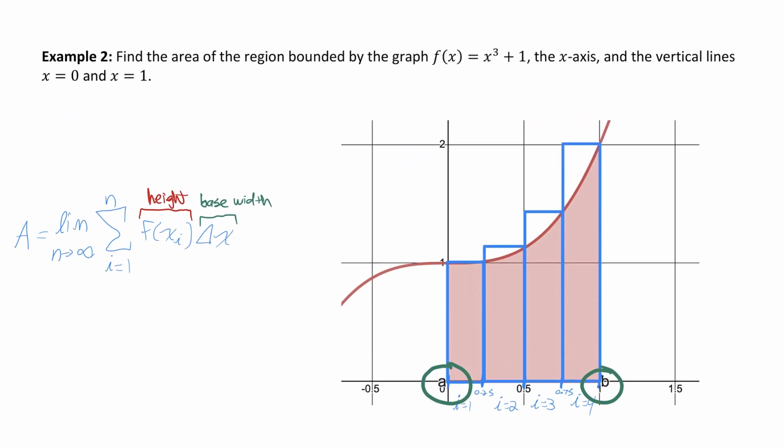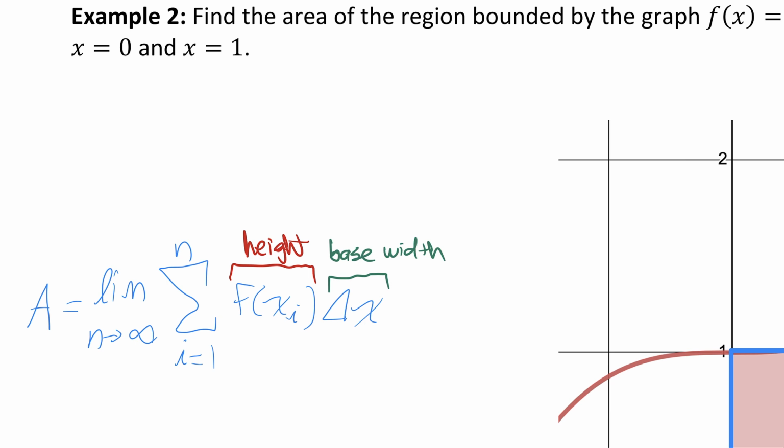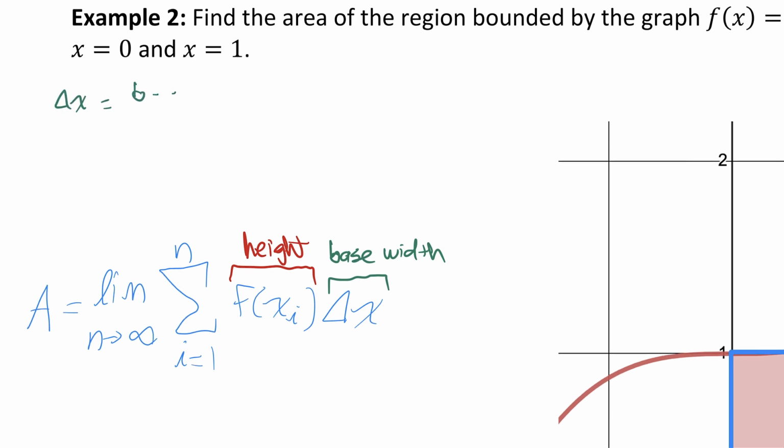So let's jot that down. The base width, which we call delta x, is equal to b minus a over n. So for this question, there's my a, there's my b. So I do 1 minus 0 over n, which is just 1 over n. So in my sum, I could replace delta x with 1 over n.